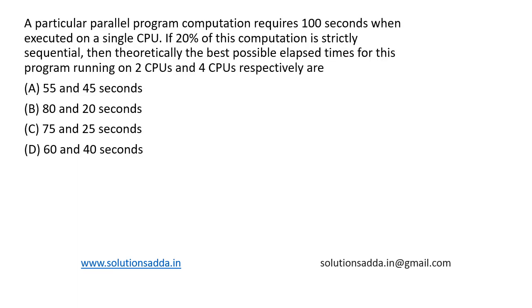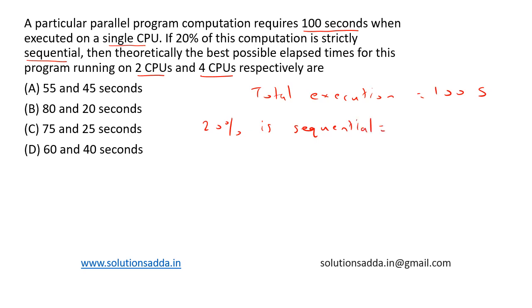This is a question from operating system. A particular parallel program computation requires 100 seconds when it is executed on a single CPU. If 20% of this computation is strictly sequential, then theoretically the best possible time elapsed for the program running on 2 CPU and 4 CPU are what? So total execution on single CPU is 100 seconds. Now 20% is sequential. So we have 20% of 100, which is equal to 20 seconds, that is always sequential.